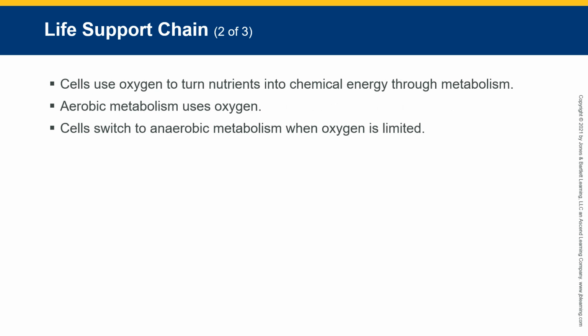Cells use oxygen to turn nutrients into chemical energy through a process called metabolism. Aerobic metabolism uses oxygen. And when that's not available, cells will switch to anaerobic metabolism, which does not use oxygen. Remember that anaerobic means without. So without aerobic, without oxygen.